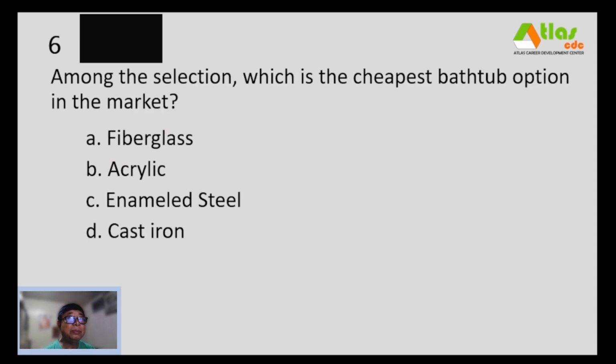Question number 6. Among the selection, which is the cheapest bathtub option in the market? A. Fiberglass. B. Acrylic. C. Enameled steel. And D. Cast iron.